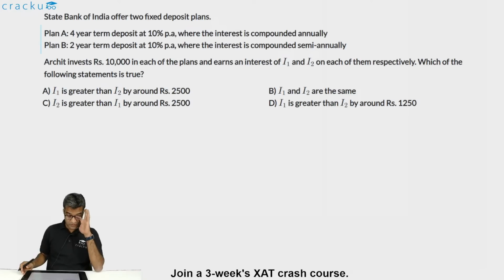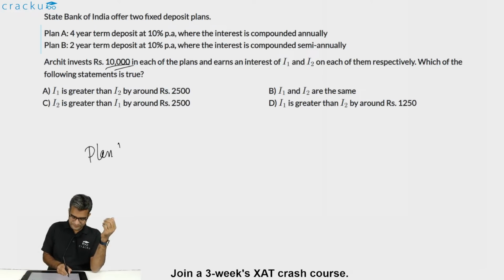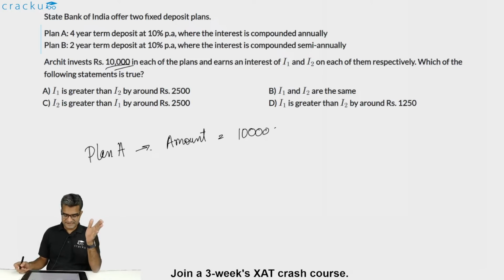Okay, in this question we are told that plan A is a 4-year term deposit at 10% per annum where the interest is compounded annually. Okay, so what is the interest? Because we know that the amount invested is 10,000. In plan A, the total amount will be principal, which is 10,000, into 1 plus interest, which is 1.1, to the power 4.